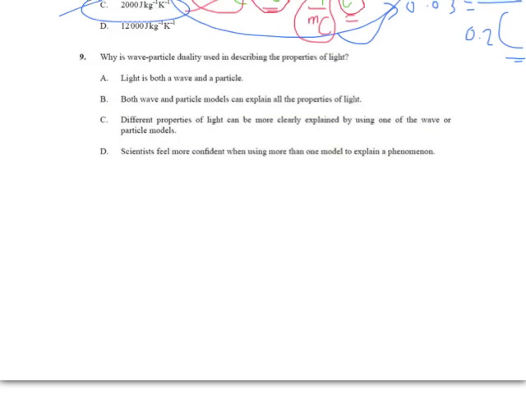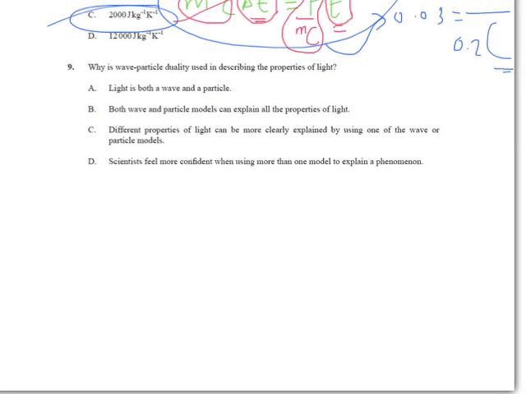Question 9. Why is wave-particle duality used in describing the properties of light? The correct way to answer this question is to look at each answer individually and see if it's a complete answer. A, light is both a wave and a particle, is a very vague statement. Is it both a wave and a particle at the same time? Not necessarily. This is a very simple and incomplete picture.